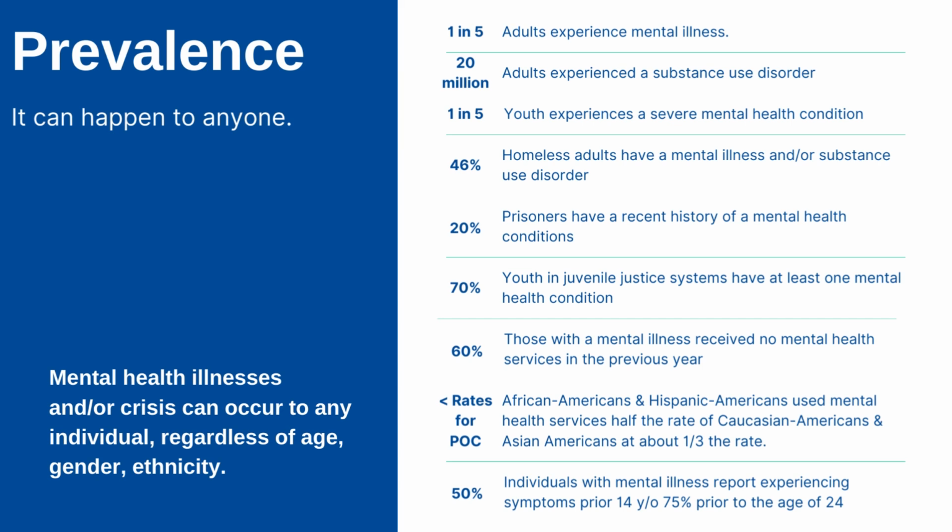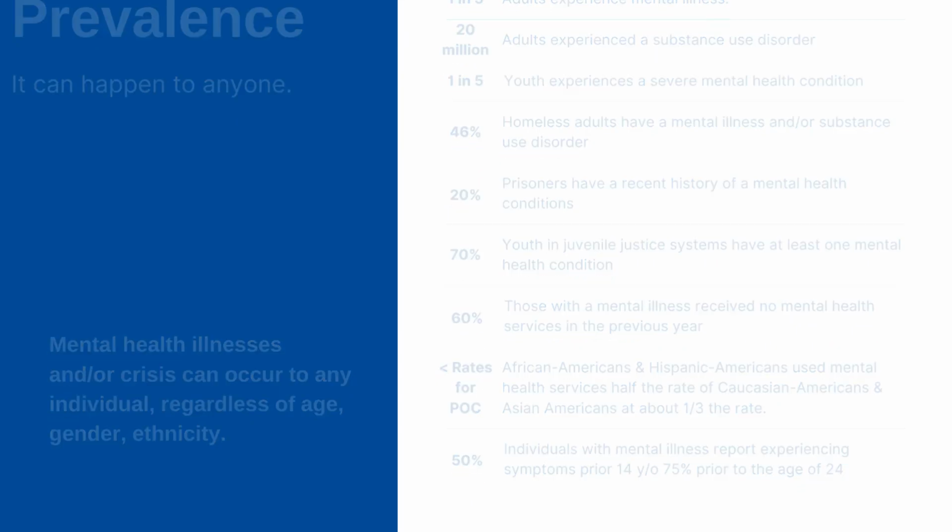60% of all adults and almost 50% of all youth ages 8 through 15 with a mental illness received no mental health services within the previous year. African Americans and Hispanic Americans are reported to use mental health services at about half the rate of Caucasian Americans, whereas Asian Americans are about 1/3. 50% of adults with mental illness report experiencing symptoms prior to the age of 14, with 75% prior to the age of 24.